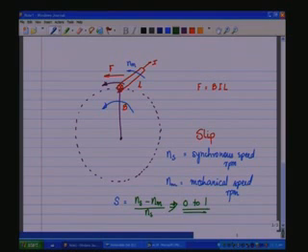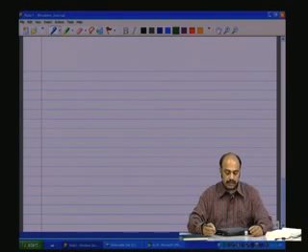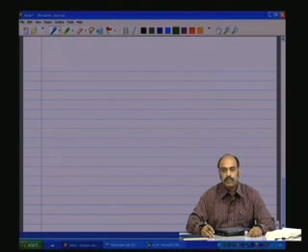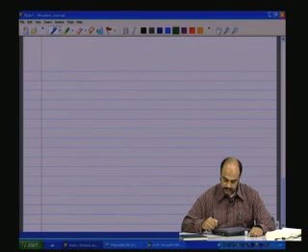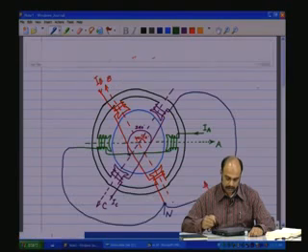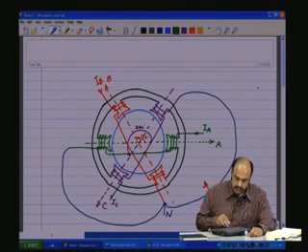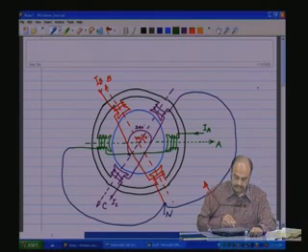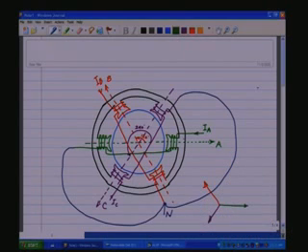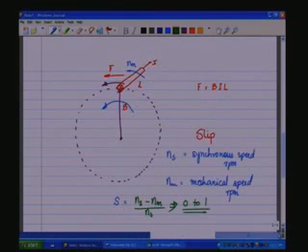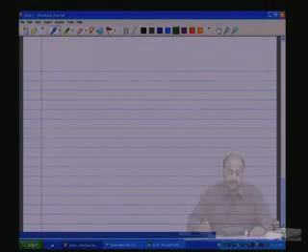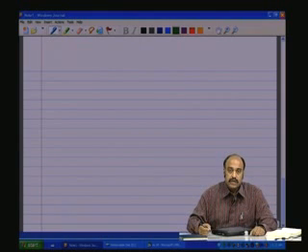Yes, we shall come back to the concept of the slip a bit later again. We shall revisit that, but now we should try to understand what happens if we put more number of poles. We saw in the picture here that there is one pole set, one pole pair per phase. Now for every phase you could have more than one pole pair. In such a case, what happens to the speed?